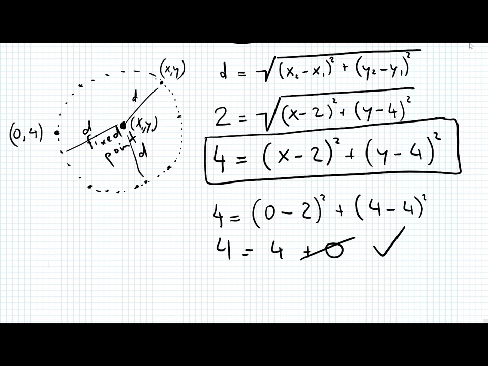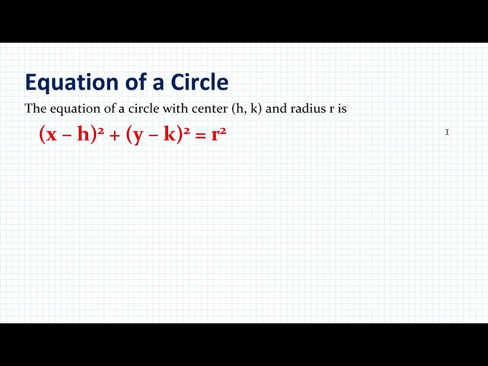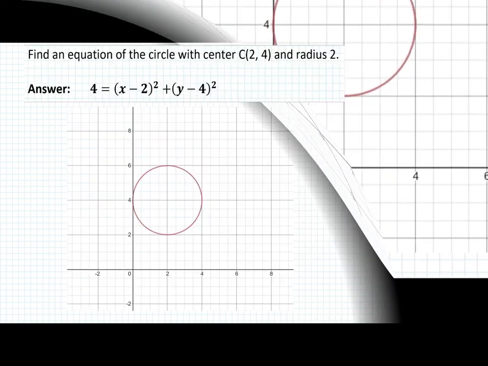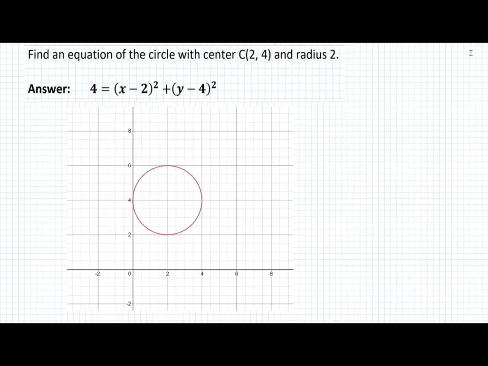So let me generalize this, the equation of the circle. The equation of the circle with center (h, k) and radius r is defined as (x minus h) squared plus (y minus k) squared equal to r squared. If we go back to our previous problem, we know that the equation was 2 equal to the square root of (x minus 2) squared plus (y minus 4) squared.